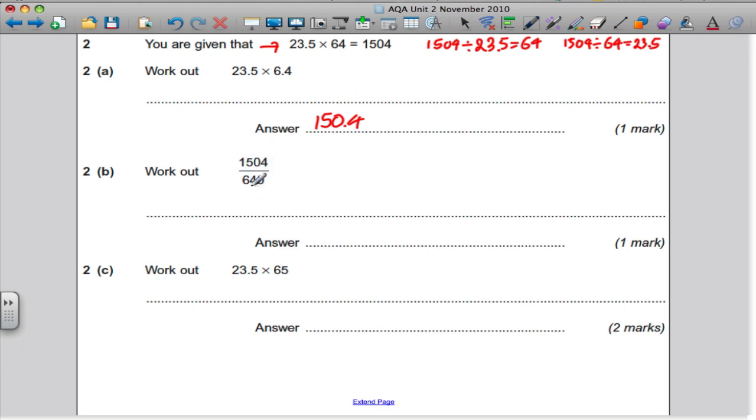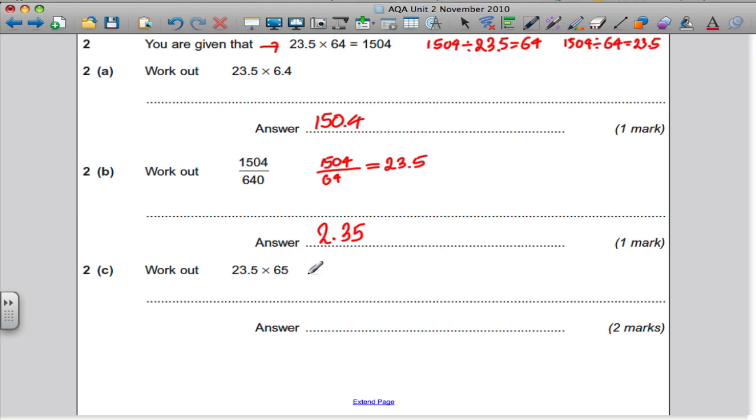Work out the following. 1504 divided by this. Well, our division fact from above was that 1504 divided by 64 was equal to 23.5. But on the bottom here, we're dividing by an extra factor of 10. We're dividing by something which is 10 times bigger, which will make our answer 10 times smaller, so the answer must be 2.35.